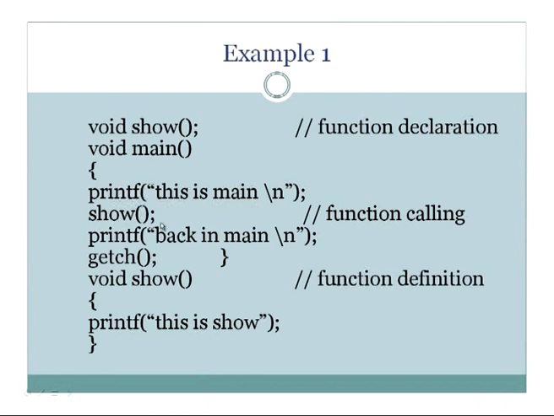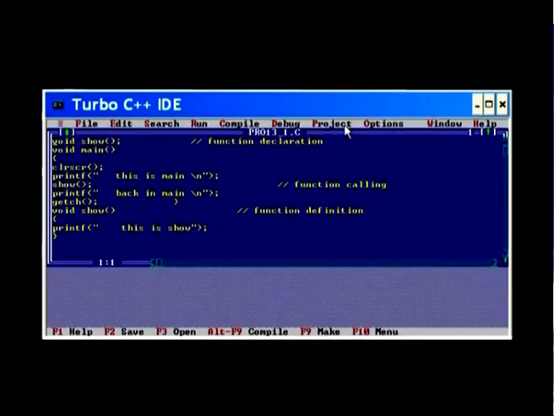The purpose of this statement here is to call the show function and just display a message, this is show. Then the following statement printf will call library function printf and display the message on the computer screen back in main, and then our program will be terminated. Now let's exercise this program on the computer screen.